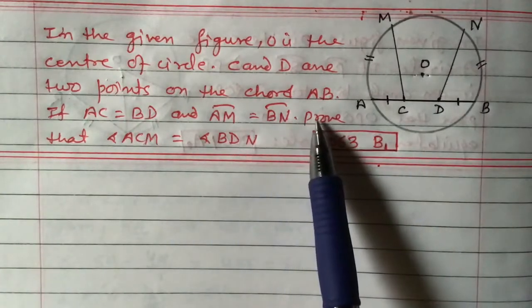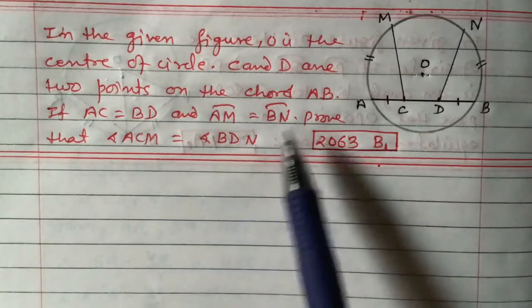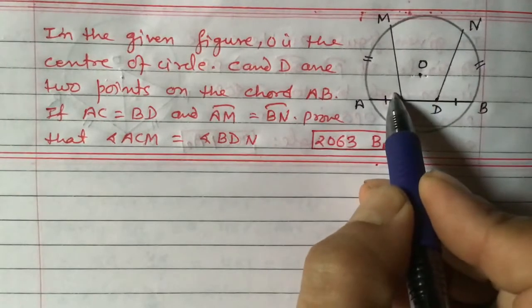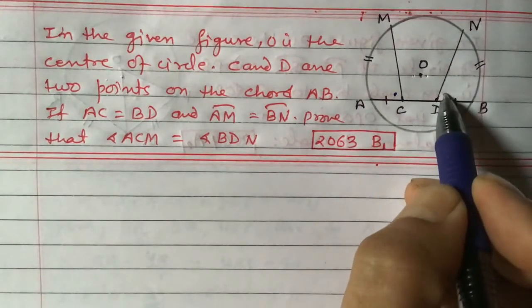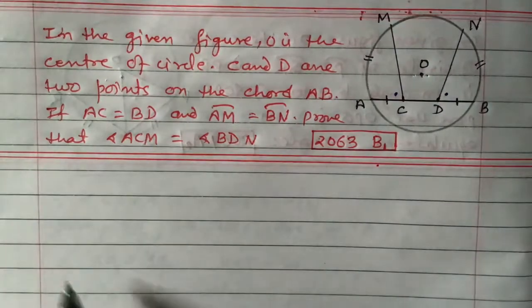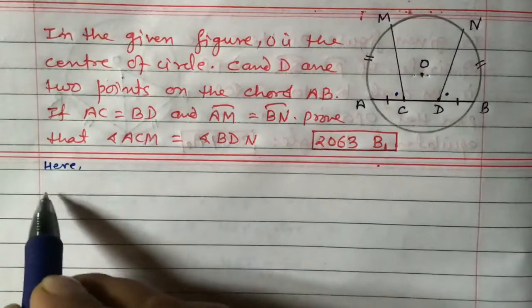Now we are asked to prove that angle ACM equals angle BDN. This angle ACM and this angle BDN, we need to prove them equal. So here we have given that.